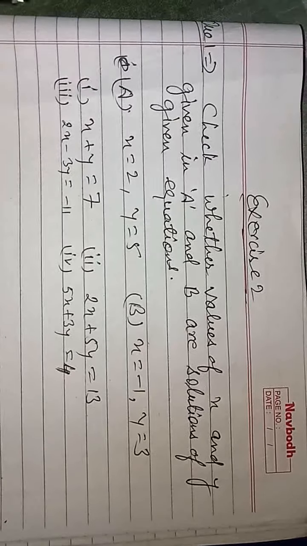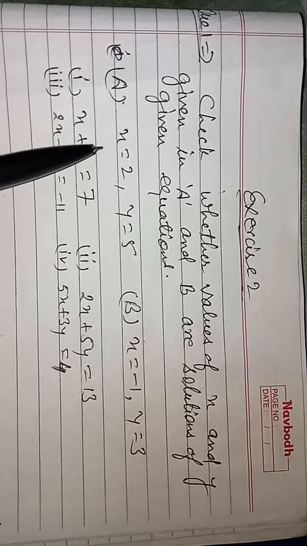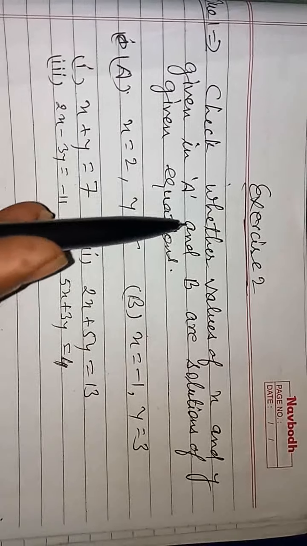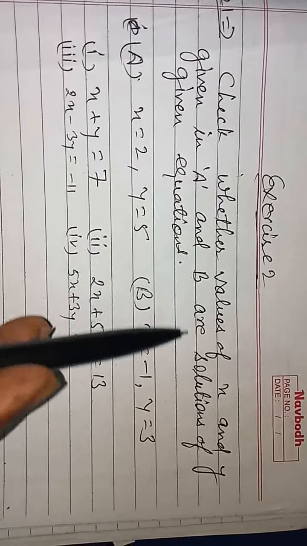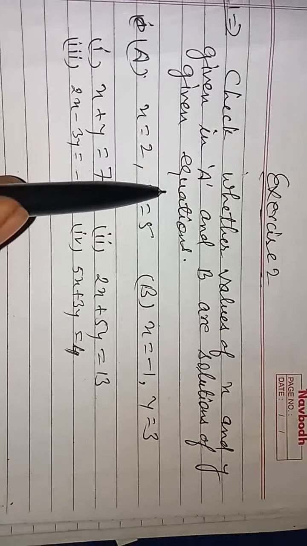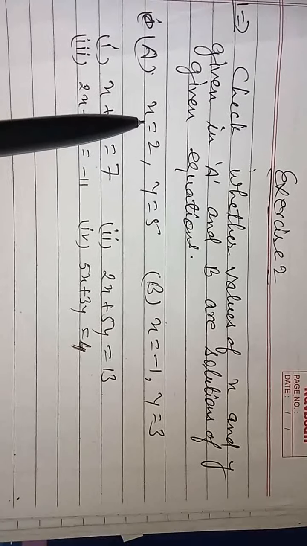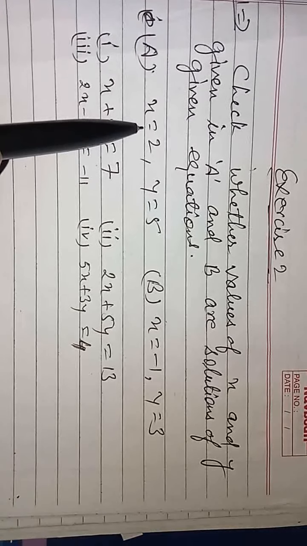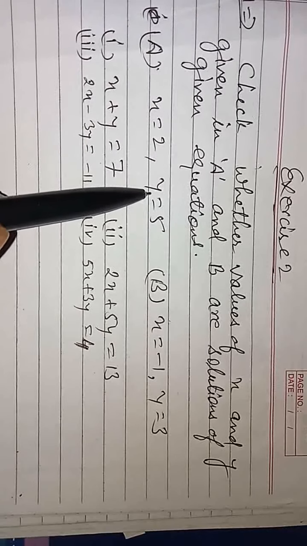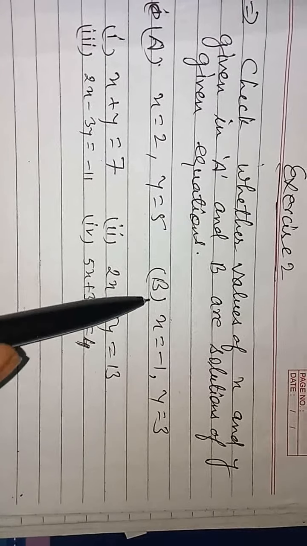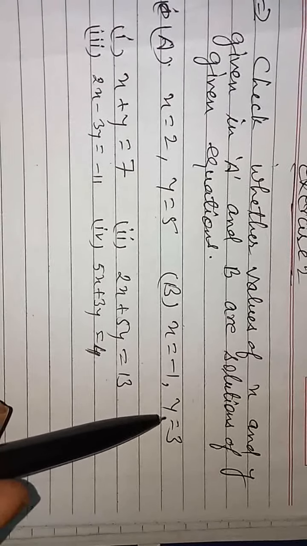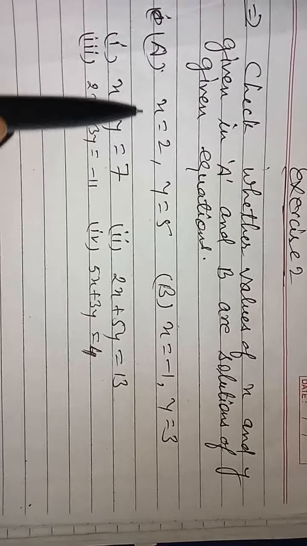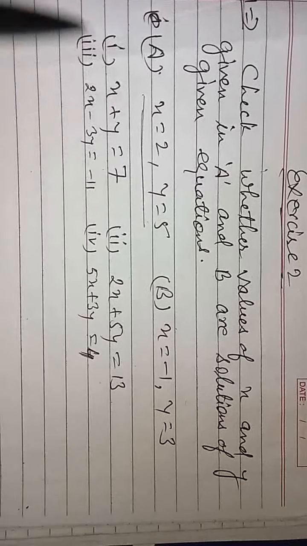Hello students. In exercise 2, first question is check whether values of x and y given in A and B are solution of given equations. A is x equal to 2 and y equal to 5. B is x equal to -1 and y equal to 3. These are values of x and y.